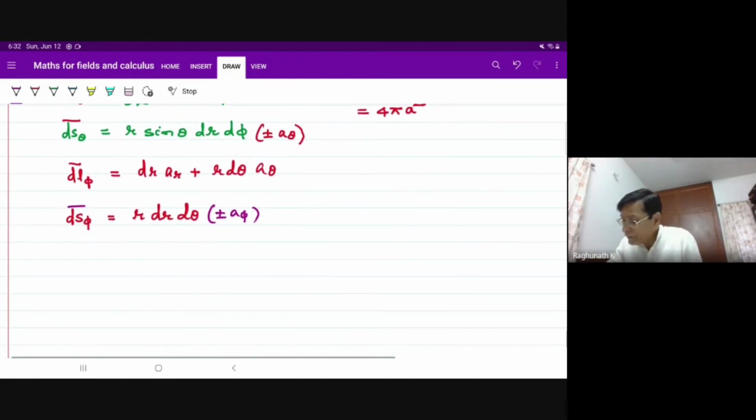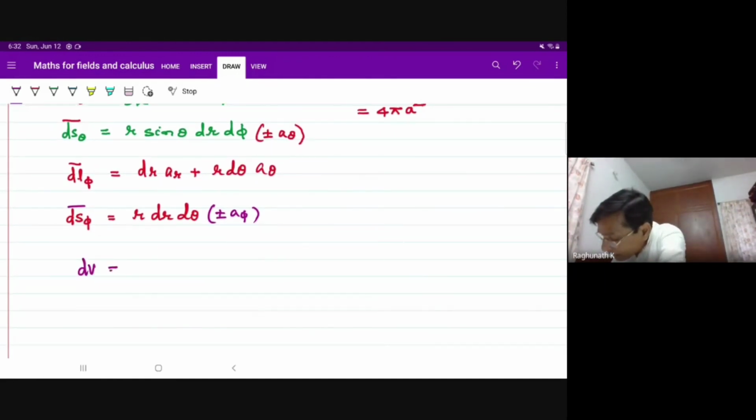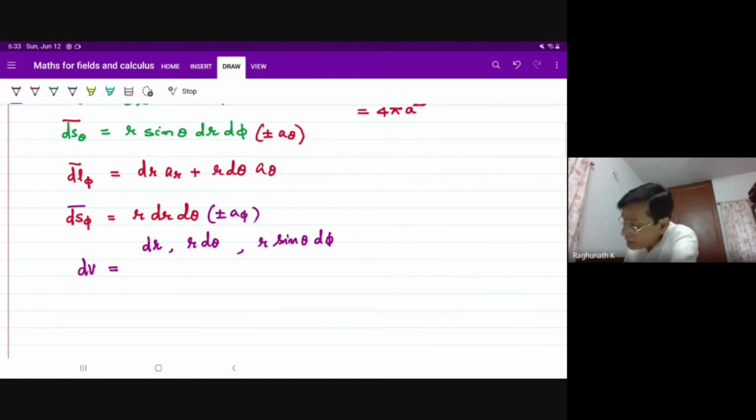And finally, the differential volume, which cannot be a vector, is equal to what? dr, product of dr, r sin theta, sorry, r d theta is one side. Another side is r sin theta d phi, because of which dv is r squared sin theta dr d theta d phi, the differential volume element.